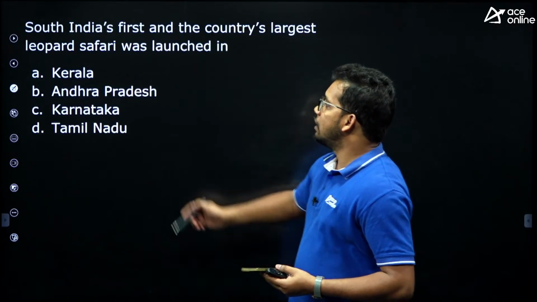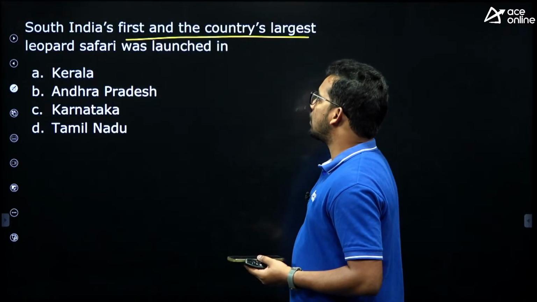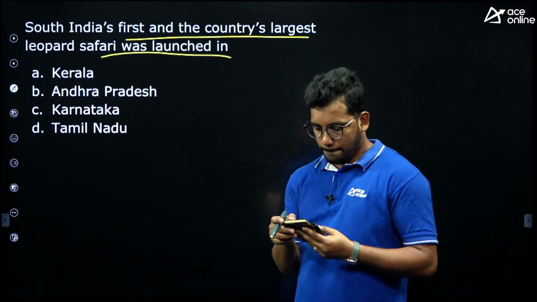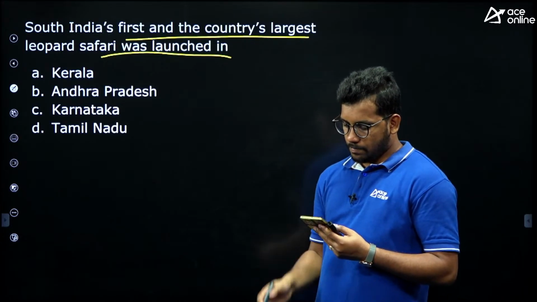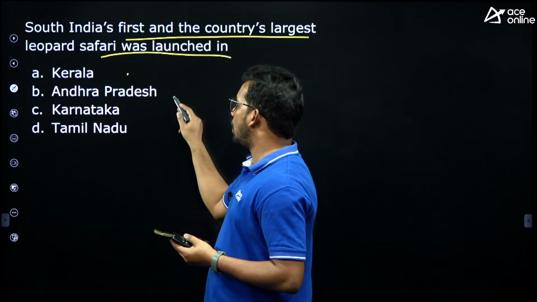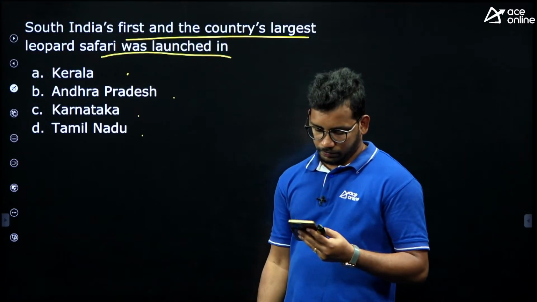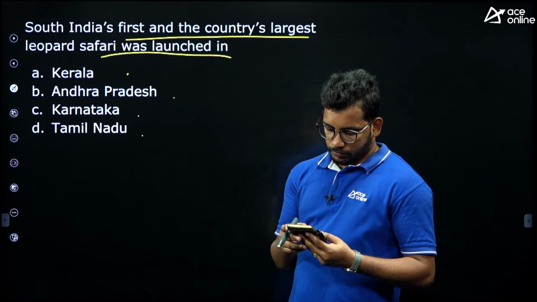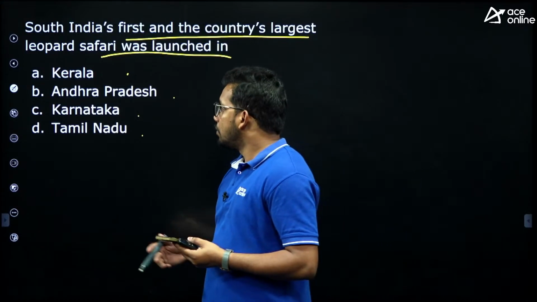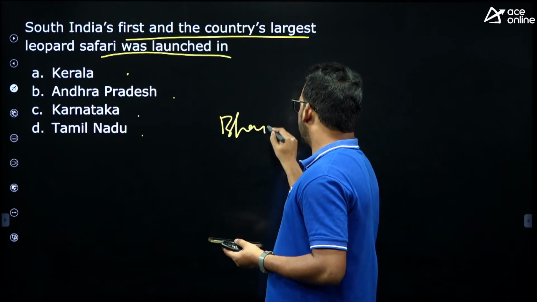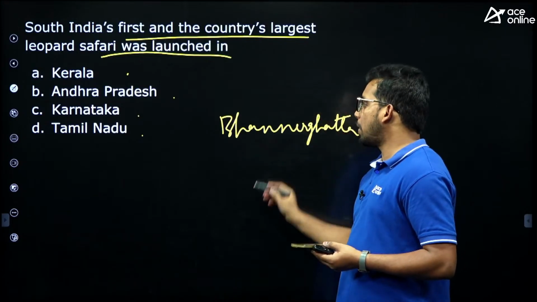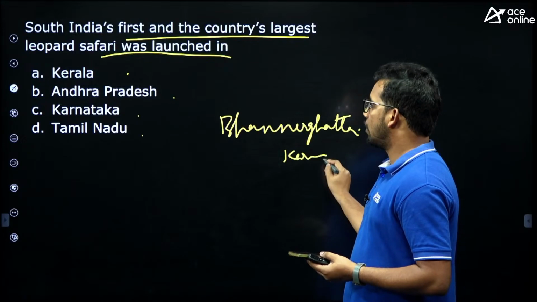Last question for today. South India's first and the country's largest leopard safari was launched in Kerala, Andhra Pradesh, Karnataka, Tamil Nadu. Very direct question. So it is in Bannerghatta. Right, Bannerghatta Biological Park, which is located in Karnataka. Very direct question.